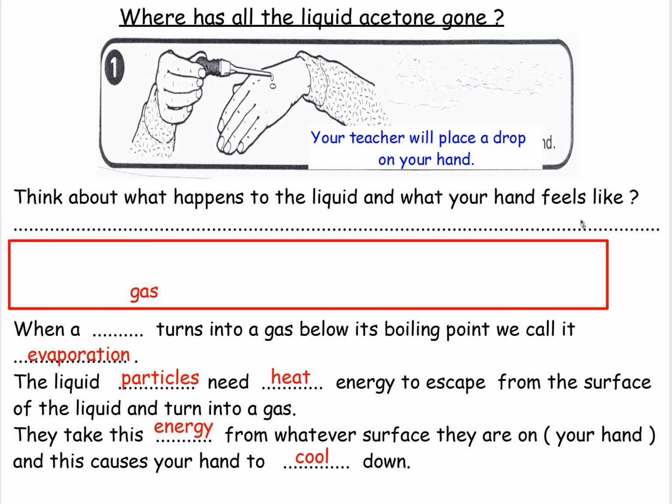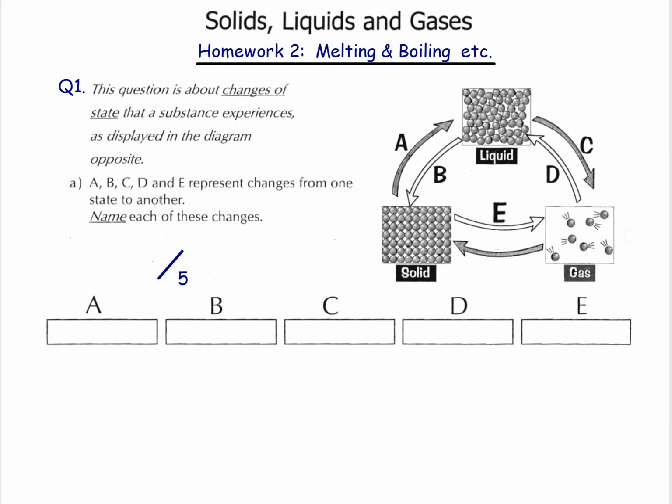It's the same with sweating as well. Sweating, you produce a liquid on the surface of your skin. The sweat, the liquid, then takes heat energy from your skin. It evaporates, and that causes your skin to cool down.